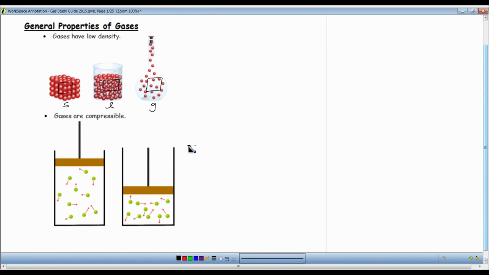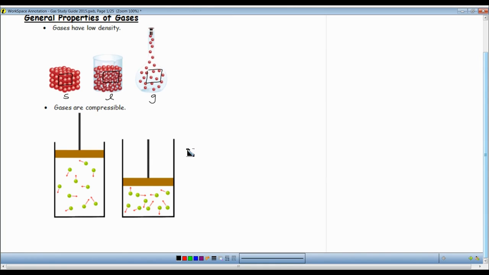Gases are highly compressible. Because there's so much space in between the particles, we can apply pressure and compress those gases. So here, maybe this is like a movable piston or a syringe. If I push down on this piston and apply pressure, I can compress those particles into a smaller volume because there is so much space in between the particles.